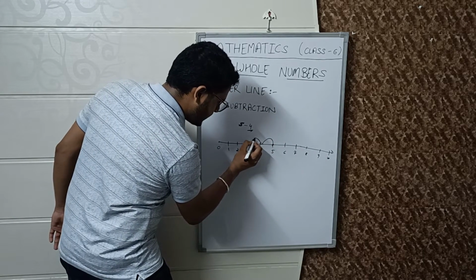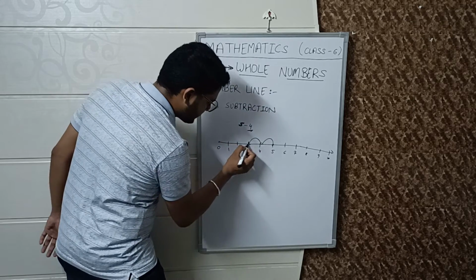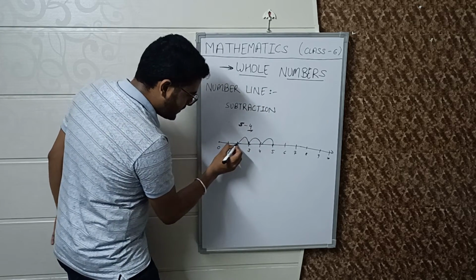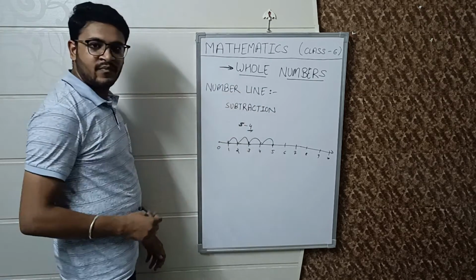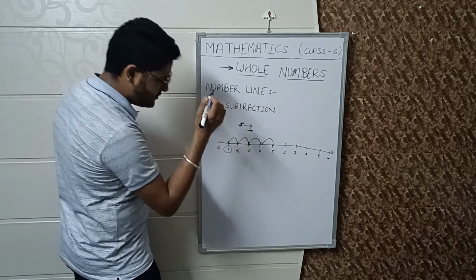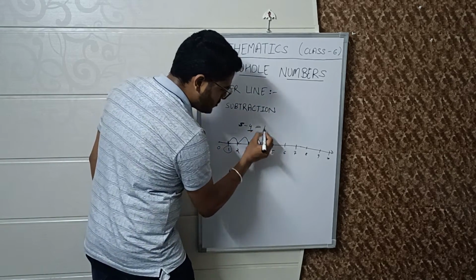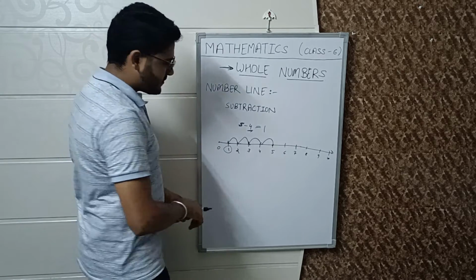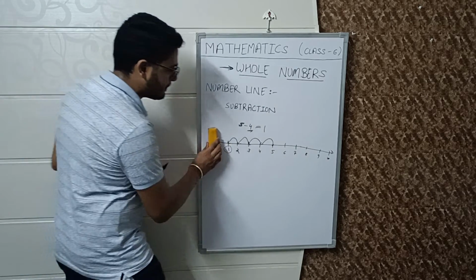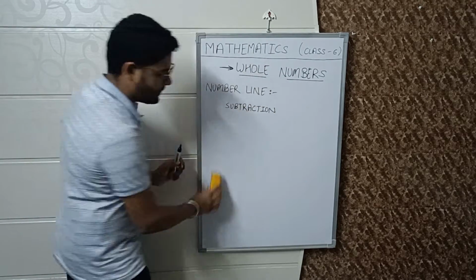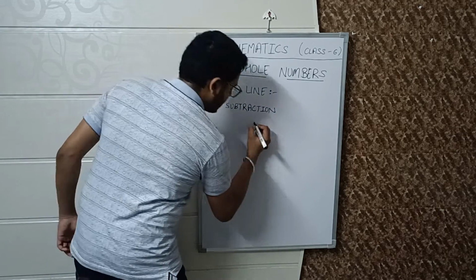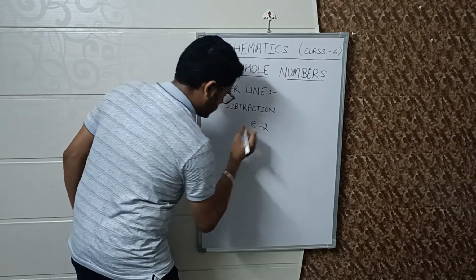1, 2, 3 and 4. So where have we reached? 1. So the answer is 1, right? Let's take one more example. Let's say we want to do 8 minus 2.